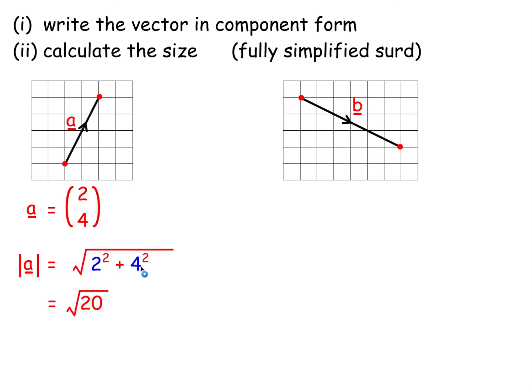Root 20, it's a surd. Simplify it. Square number 4 goes into it. 4 5s are 20, so it's root 4 times root 5, which is 2 root 5. So surds always get simplified. Separate videos on that if you haven't met it before, you need to revise it.